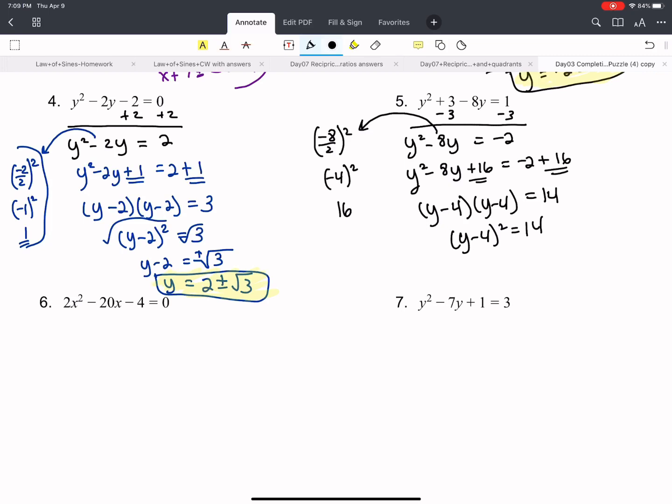And now, just the solving part. I like to change the color up a little bit. So I will do square root to both sides. Don't forget there's a plus minus. So y minus 4 is equal to plus minus square root 14. Add 4 to both sides. So y is equal to positive 4 plus minus square root 14. And that's that. And now 2 more.